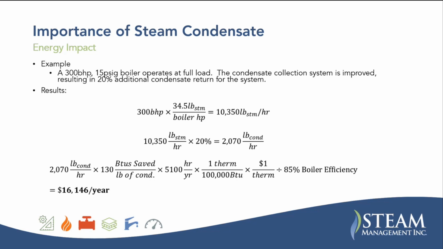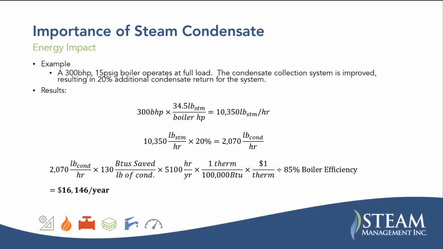So the math there, we have 300 horsepower times 34.5 pounds of steam per boiler horsepower. That's 10,350 pounds. 20% of that is 2,070 pounds per hour. Then you multiply it by the 130 that we discussed on the previous page, 130 BTUs per pound, 5,100 hours per year, 1 therm per 100,000 BTUs, a fuel cost of $1 per therm divided by the boiler efficiency. That is $16,146 a year in savings.